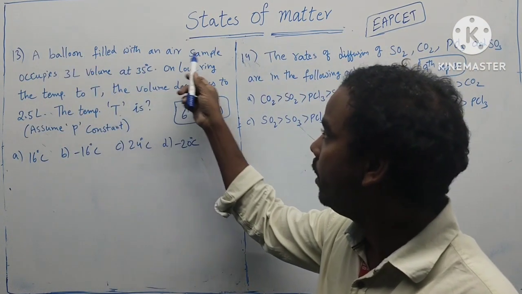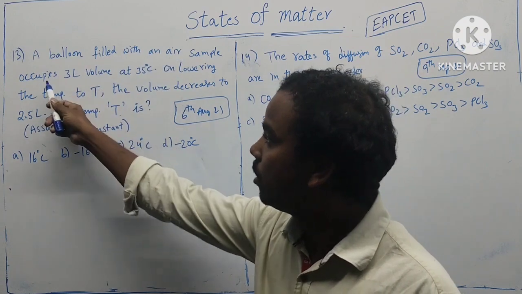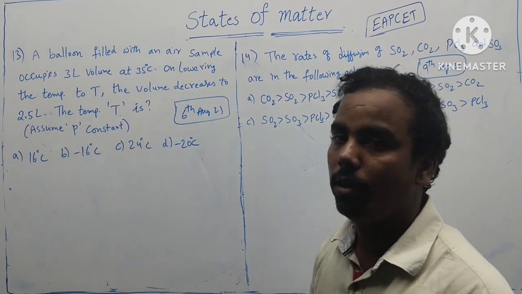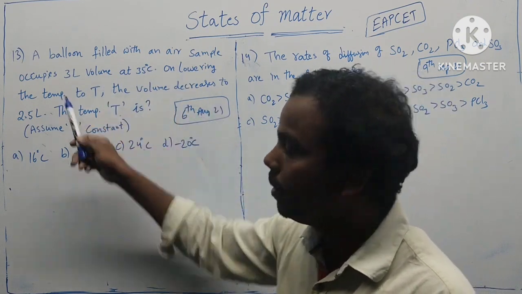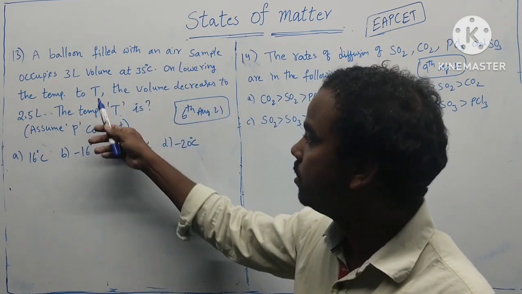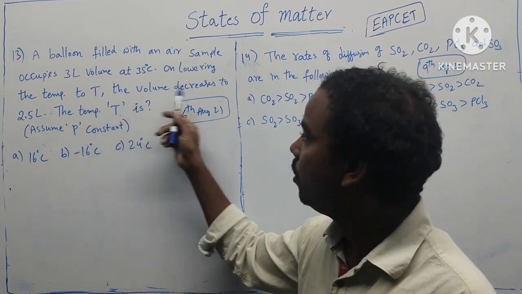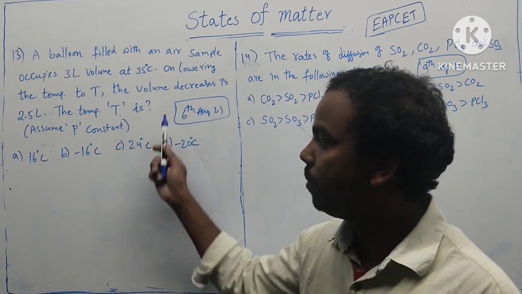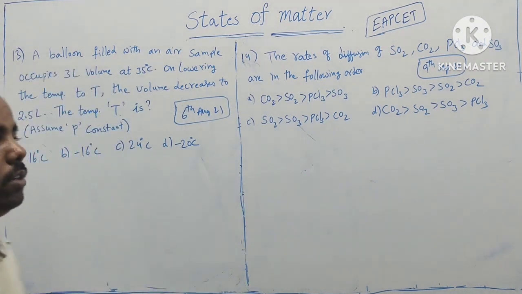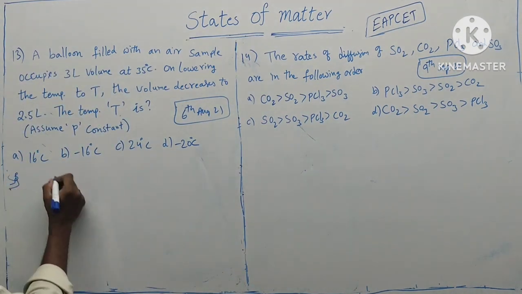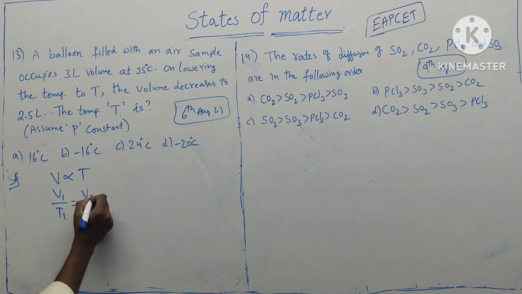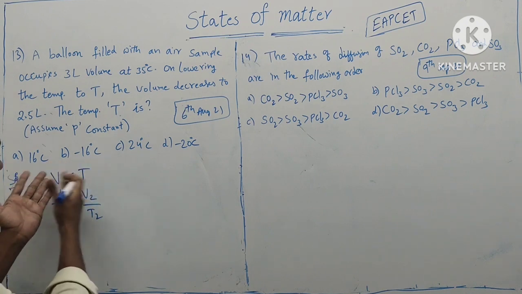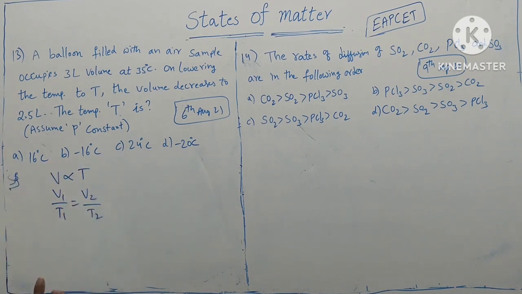A balloon filled with an air sample occupies 3 liters volume at 35 degrees centigrade. So volume is given and temperature is given. On lowering the temperature to T, the volume decreases to 2.5 liters. So this is a volume-temperature relation, Charles law. V is directly proportional to T. That means V1 by T1 is equal to V2 by T2.